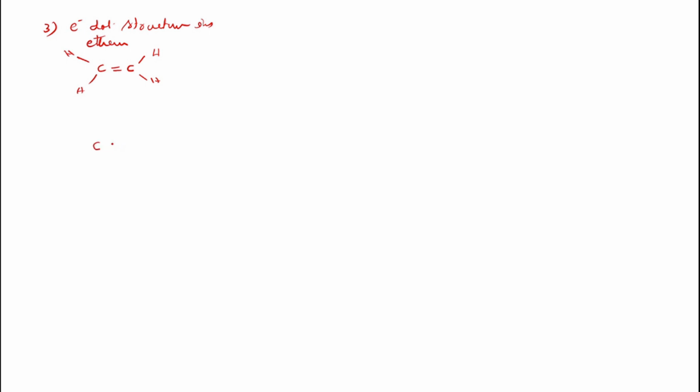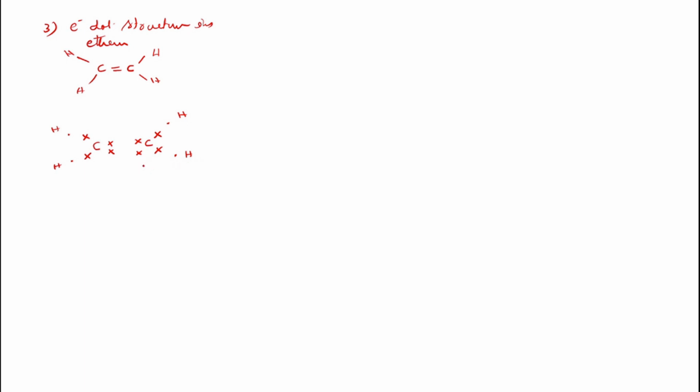C, 2 electrons, and C, 2 electrons, and here 1 electron, here 1 electron, here 1 electron, here 1 electron. So 4 hydrogens we have to show now. Dot H, dot H, dot H, dot H.